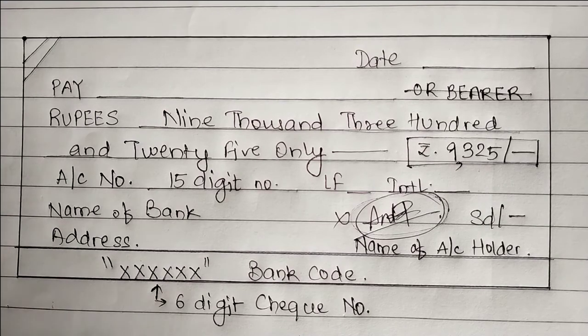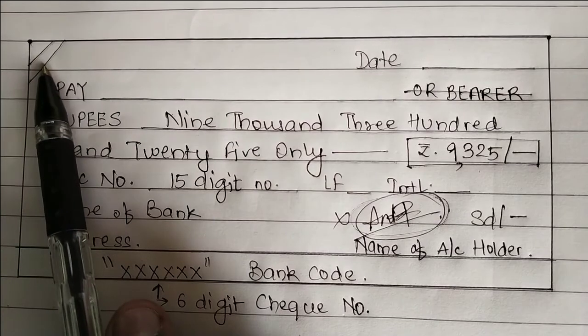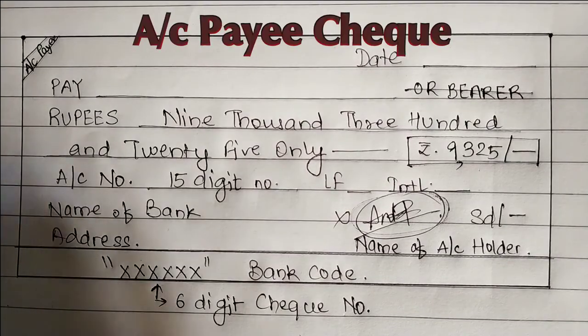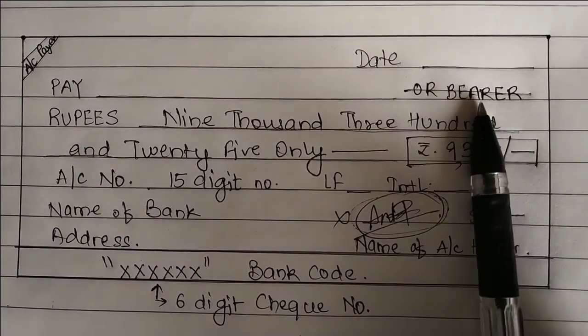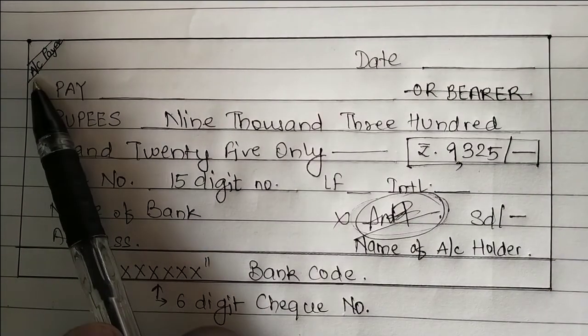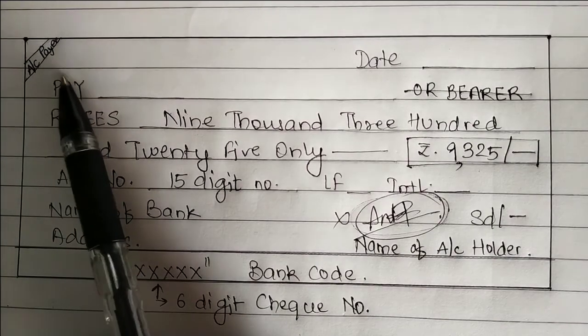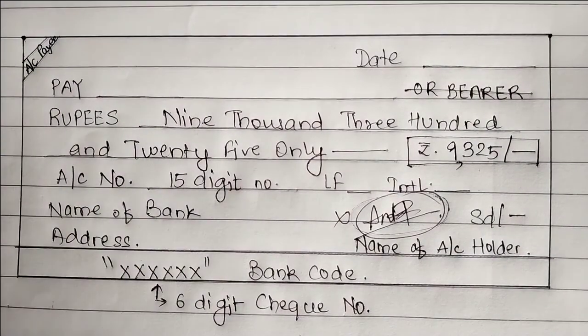If I want to convert a crossed check into an account payee check, I have to write the words "account payee" between these lines. This is an account payee check because the words "or bearer" have been striked off, the words "account payee" have been written, and there are two slanting parallel lines on the top left corner of the check. So that's how you draw a proper check.